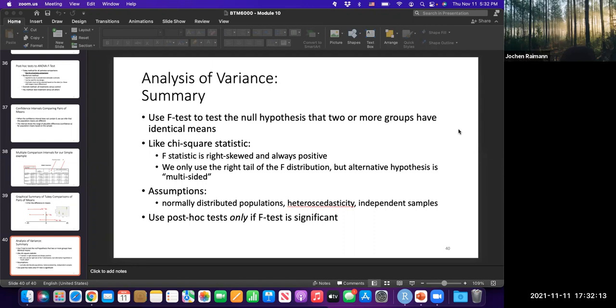Okay, so today we're talking about power calculation and analysis of variance, and this is also what we will be discussing in the lab today.